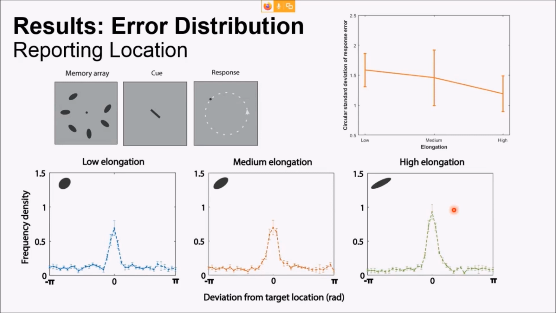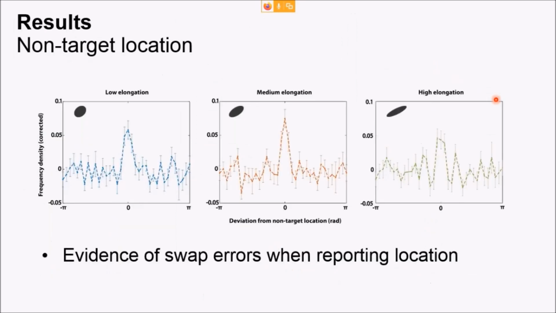Moving now to the other condition, so this is when participants were reporting location after being cued with an orientation. Now you can see that, once again, the variability in the report decreased as elongation increased. However, in this condition, this is thought to be due to differences in the occurrence of swap errors. And this is supported when we look at the non-target distributions. Now when centering the distribution on non-target locations, we're seeing a clear central tendency in all three plots, suggesting the presence of swap errors.